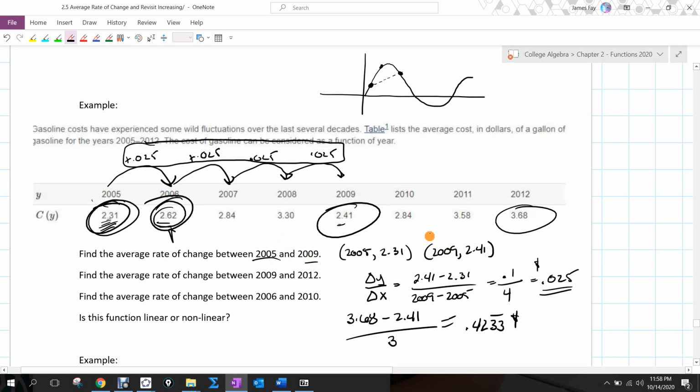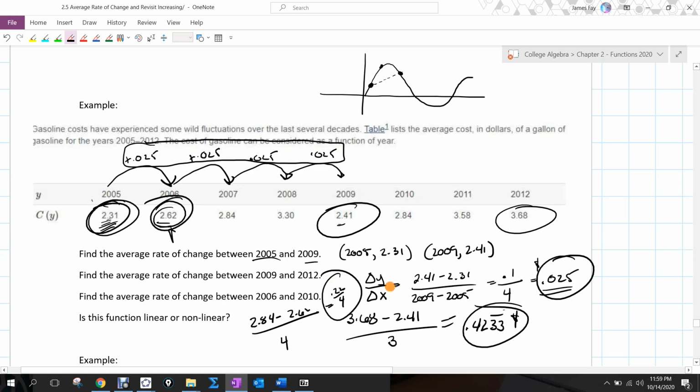And you see that when I choose these different years, essentially different sets of ordered pairs, the average rate of change between 2005 and 2009 is different than the average rate of change from 2009 to 2012, which is going to be different than the average rate of change from 2006 to 2010. If I go 2006 to 2010, what is it? 2.84 would be 2010, and then 2.62, and that is 4 years. So then I have 0.22 divided by 4.